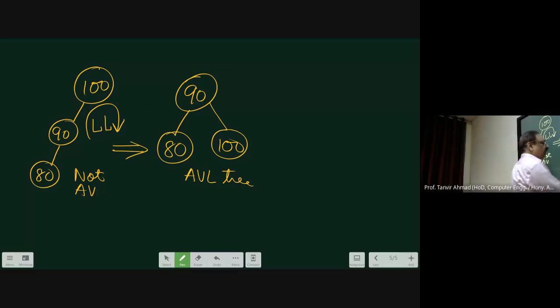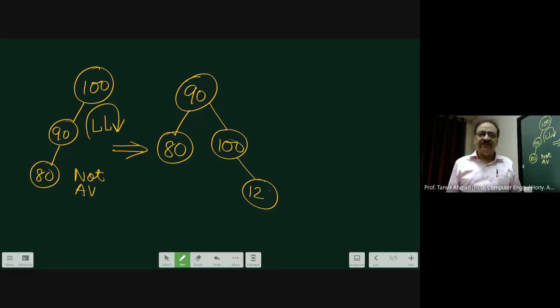Now when I insert 120, you are going to insert at this place. See, I'm inserting just like a binary search tree. I'm not doing any other thing. I'm just inserting as a normal binary search tree.